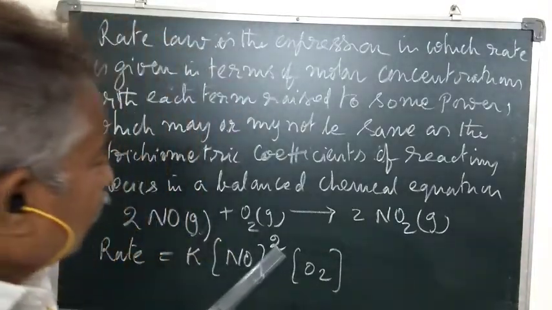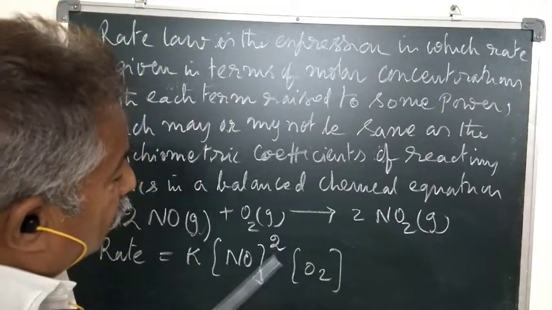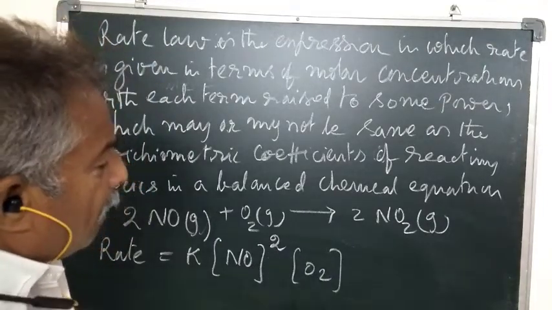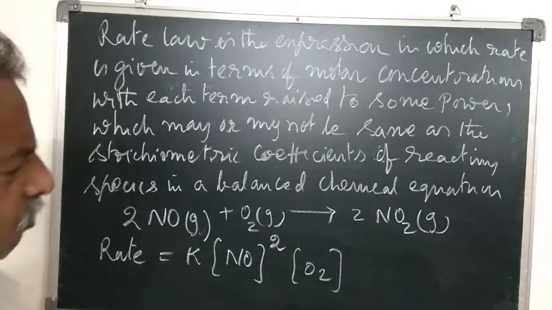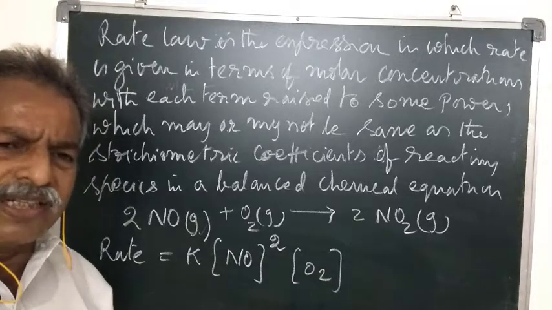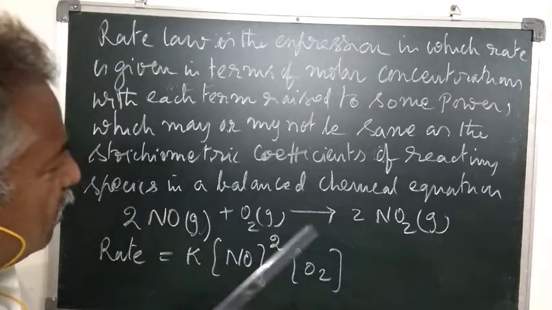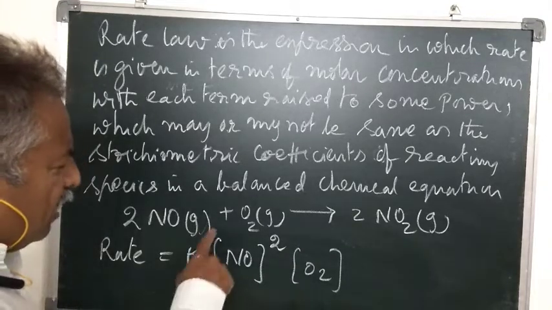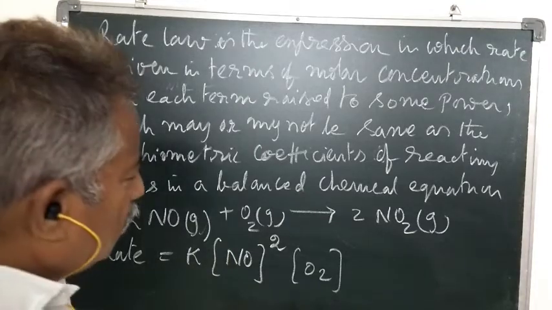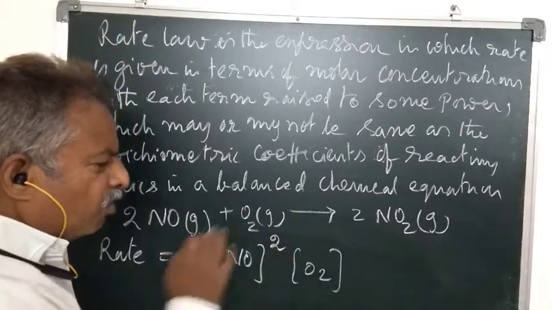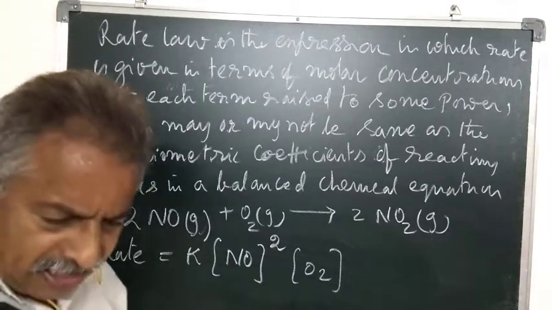Now, whether these exponent terms, that is 2 and 1, are the same or not the same, we can find only by doing the experiment exactly. So this is the rate law for this reaction. In this way, just by seeing the reaction, we can write the rate law, but these exponent terms can be known only when the reaction is conducted experimentally.